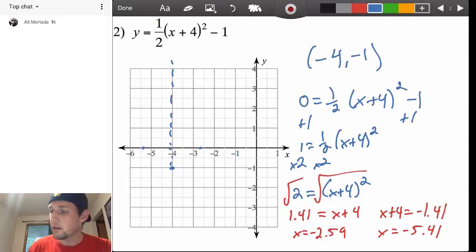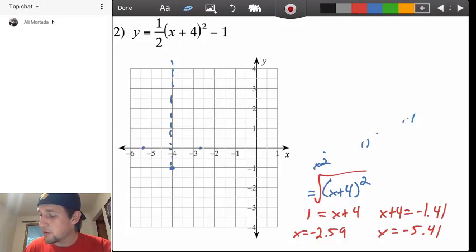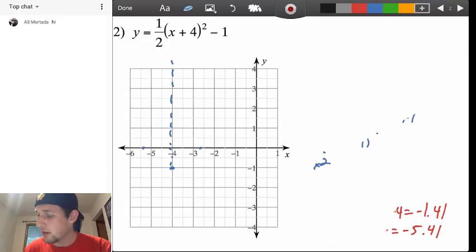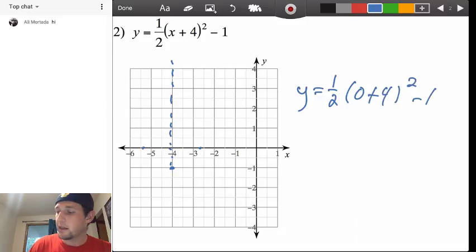Here's the other facet of things that's going to cause us problems. Oops, no, don't want to clear everything. The other facet of this that's going to cause us problems is when we figure out our y-intercept. When you're figuring out your y-intercept, you're just plugging in 0 for x. But when you do that, you get this. y equals 1/2 times 0 plus 4 squared minus 1. What we end up getting here is, I believe, 16 divided by 2 is 8, minus 1 is 7. We get y equals 7. We got a y-intercept of 7.